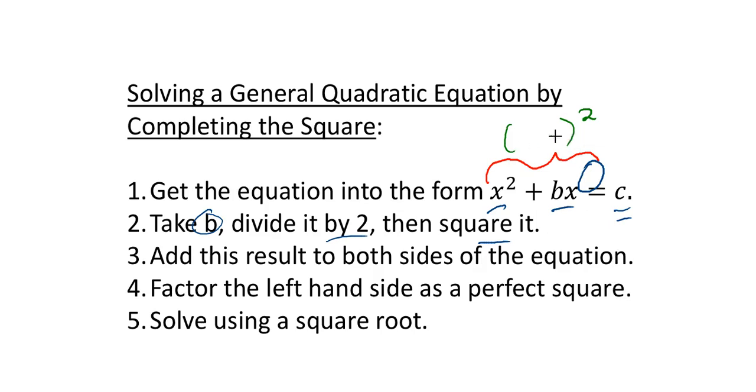And if we can factor it this way, then we can solve it by taking the square root of both sides to cancel out the power of 2, and then we can solve for x, just like we were doing with the previous couple of examples.